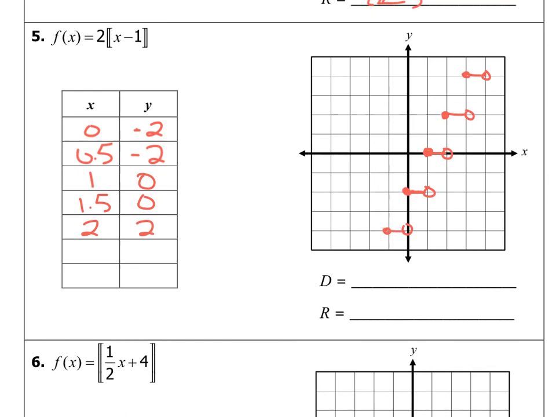Okay, again, at 3, you would be at 4. And then at 4, you would be at 6. Okay, you'd be at 6. All right, so now let's fill out the domain and the range.